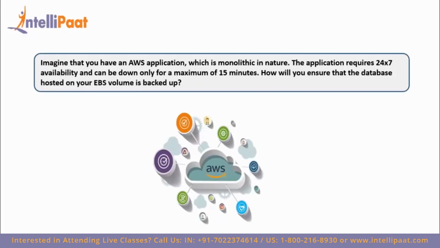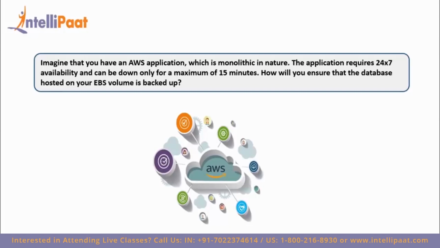Alright, so imagine that you have an AWS application which is monolithic in nature. So monolithic applications are basically those which have the whole code base in one single computer, right? So if that is the kind of application you're dealing with, it's called a monolithic application. Now this application requires 24/7 availability and can only be down for a maximum of 15 minutes. Had your application not been monolithic, I would say that there would be no downtime. But since it's a monolithic application, the question has mentioned there is an expected downtime of say 15 minutes.